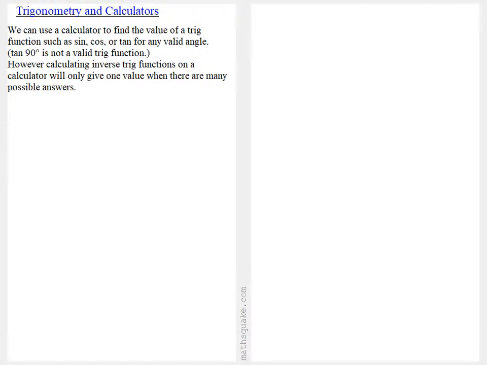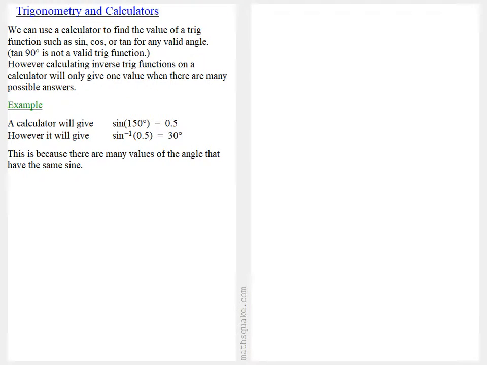However, calculating inverse trig functions on a calculator will only give one value, when actually there are many possible values for an inverse trig function. For example, a calculator will give the sine of 150 degrees as 0.5. But if we reverse that and ask for the inverse sine of 0.5, the calculator doesn't give 150 degrees, it gives 30 degrees.